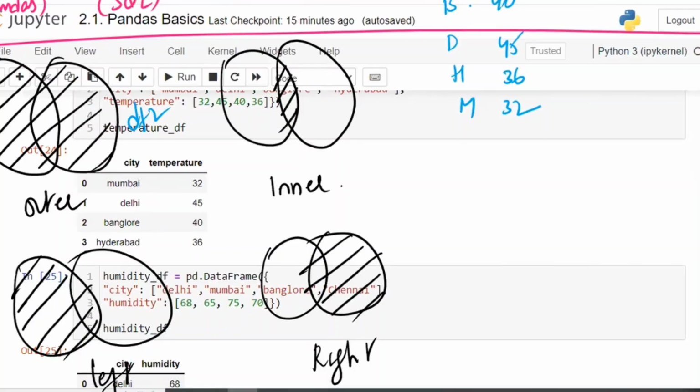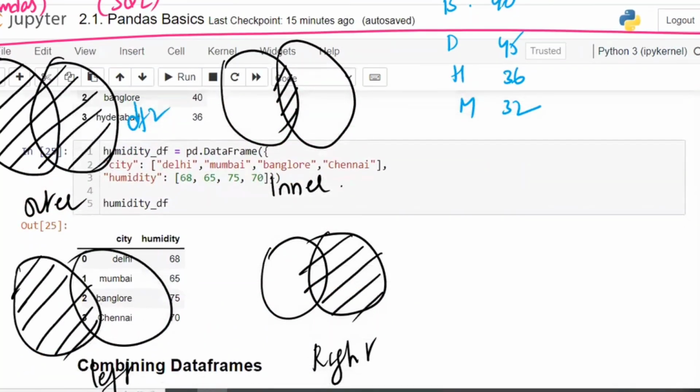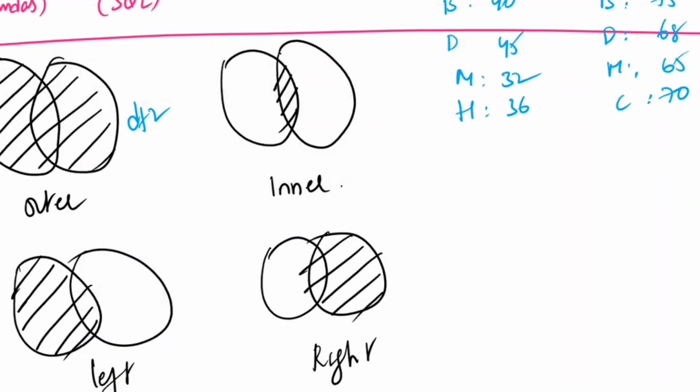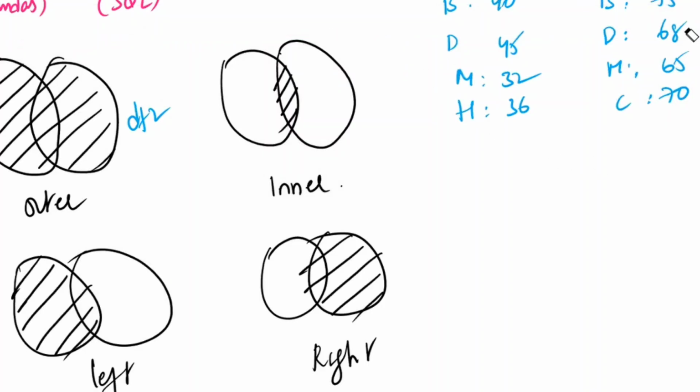DF2 is nothing but humidity. Humidity DF. Again, I'm also going to take the same order here. First Bangalore 75. Delhi, which is 68. And Mumbai, with 65 and Chennai, which is 70. Okay. Now I am having 2 data frames in this way, data frame 1 and data frame 2.